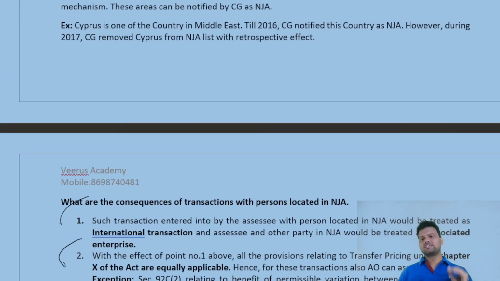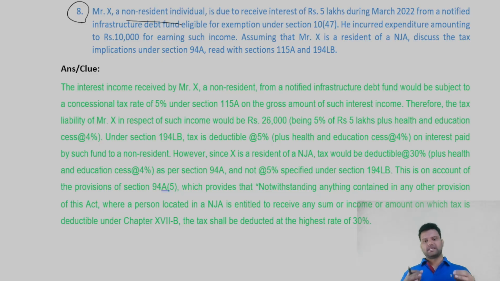We are going to solve a simple question from the study material to understand this better. We are going to solve question number 8, a simple question from the study material. This question says that Mr. X, a non-resident individual, is due to receive interest of 5 lakhs during March 2022 from a notified infrastructure debt fund eligible for exemption under section 10 subsection 47. He incurred expenditure of 10,000.